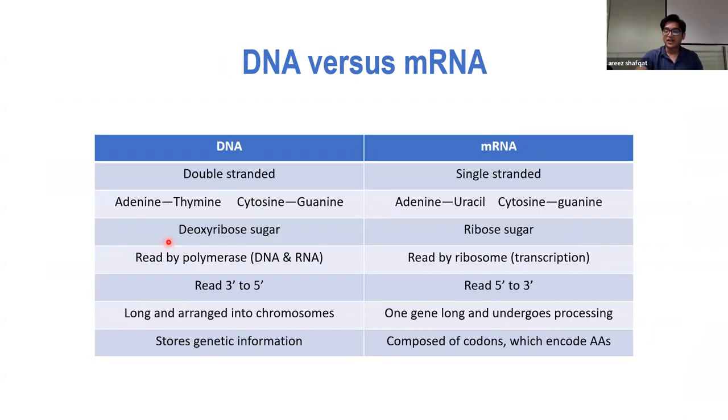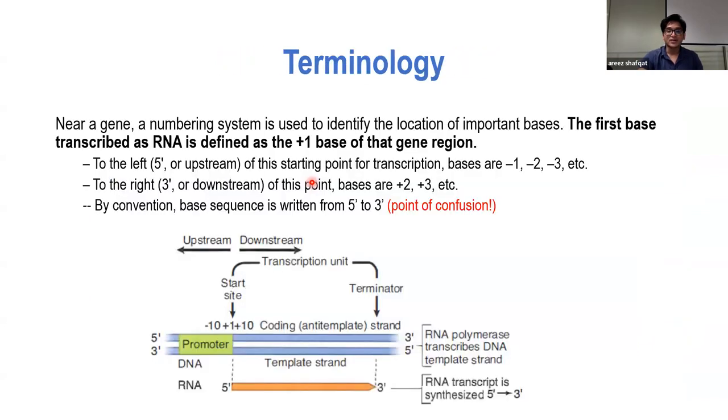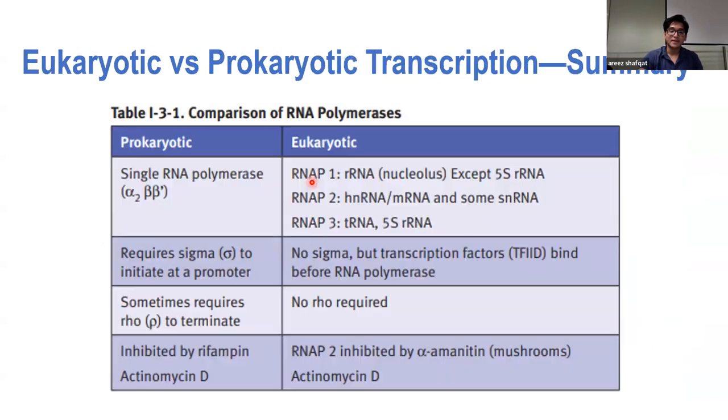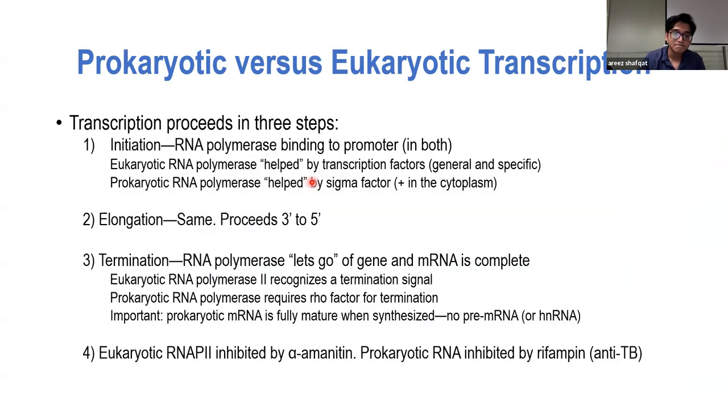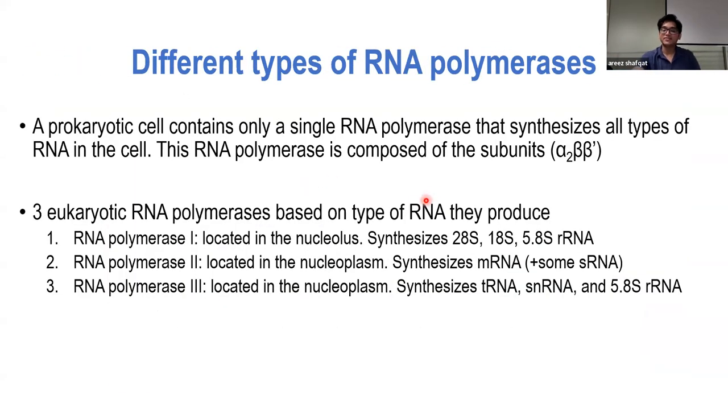And these different types of RNA are produced by different RNA polymerases. So we were talking about mRNA during transcription. That mRNA is specifically produced by RNA polymerase 2, okay? So mRNA is produced by RNA polymerase 2. RNA polymerase 1 synthesizes the 28S, 18S, and 5.5S ribosomal RNA, okay?